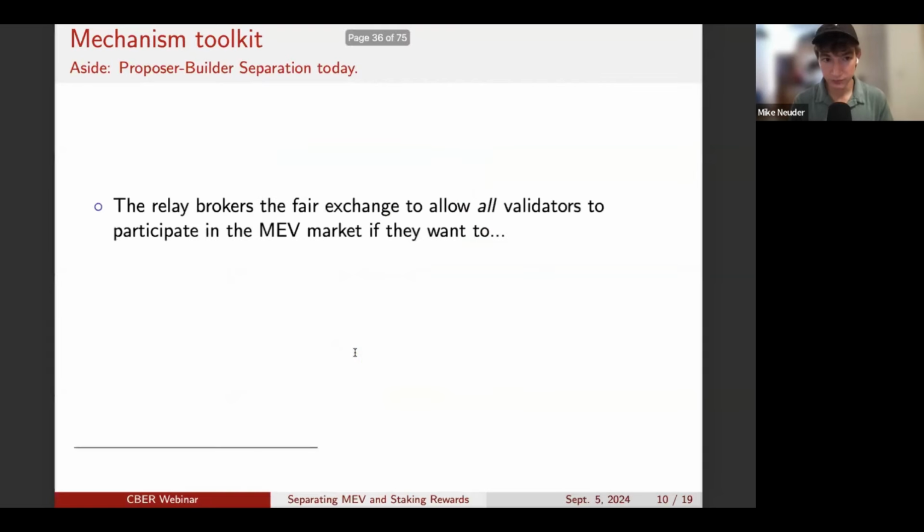And taking a step back and saying, okay, what does proposer builder separation do for us? Well, first, the relay brokers this fair exchange and allows all validators to participate in the MEV market if they want to. So the idea here is if you didn't democratize access to MEV, then only the most trusted and centralized staking pools like Coinbase, like Lido, would have access to this MEV.